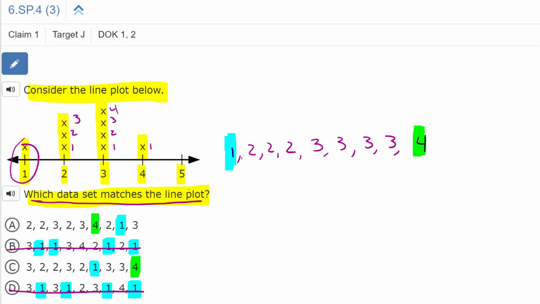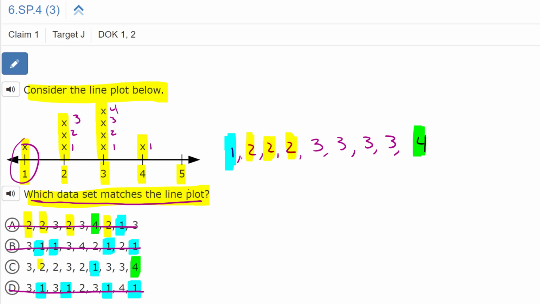Now let's move on to the 2s. There's 3 2s. So now I'm going to look at my 2s for 3 2s. For this data set, A, there's 1, 2, 3. Oh, there's 4 2s. I was looking for 3 2s. So A does not work.